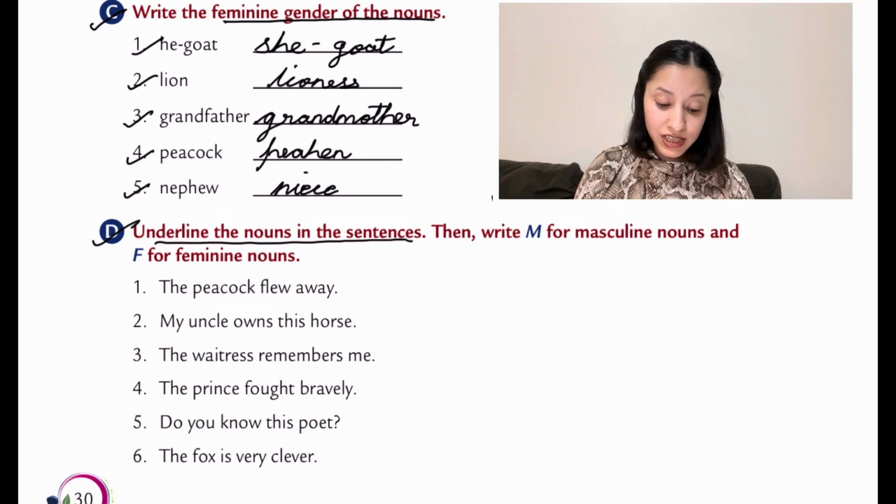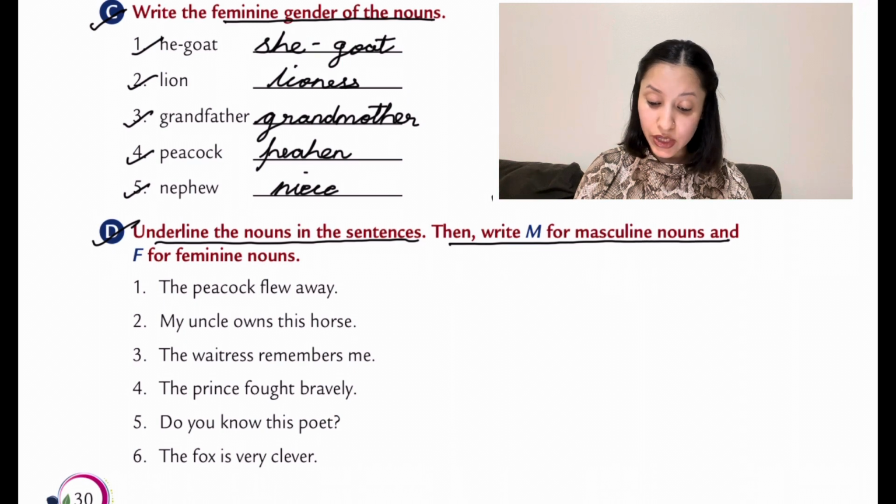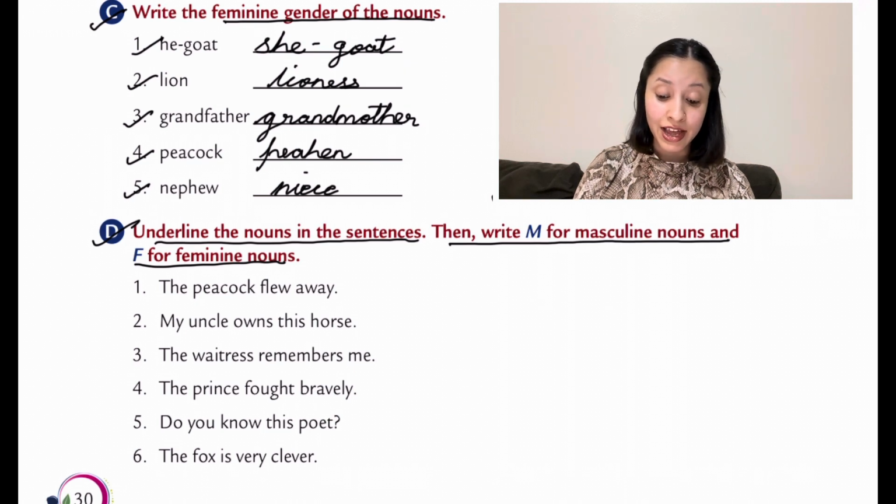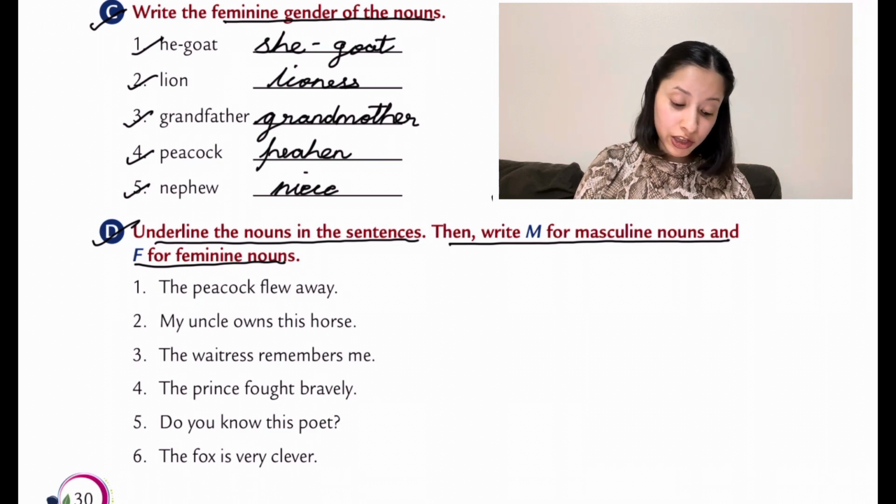Now we'll do exercise D of this lesson. Underline the nouns in the sentences. Write M for masculine nouns and F for feminine nouns. So see, some sentences are given. What you have to do, you have to find out the nouns in these sentences and then tell if they are masculine nouns or feminine nouns. For masculine nouns, we will write M, and for feminine nouns, we will write F. So see the first one.